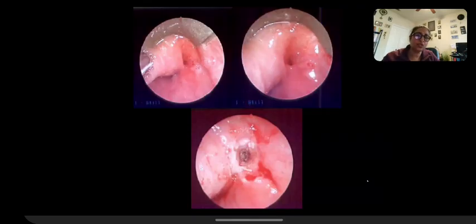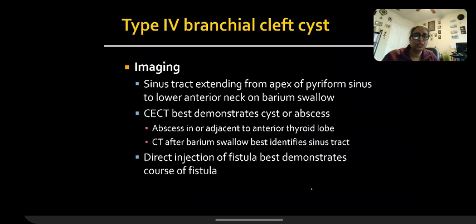And this is actually the scope examination. You can see that fistula opening into the piriform sinus. So this is just showing you that. And intraoperatively, they kind of coagulated or closed that tract. So this is just an example showing that.